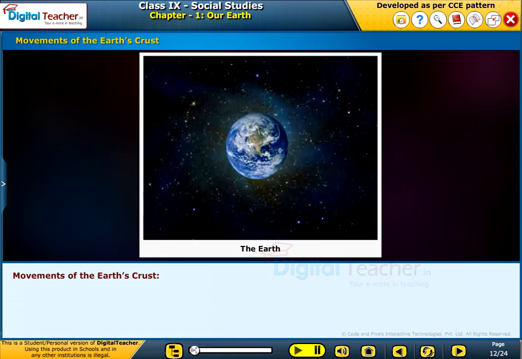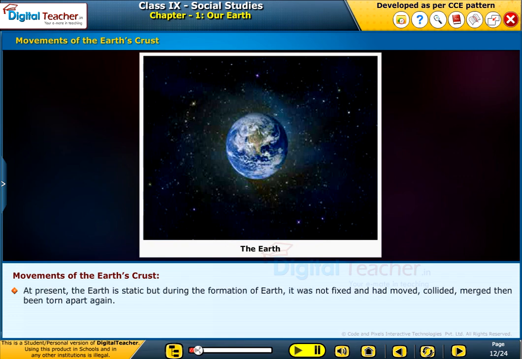Now, let us study about the movements of the Earth's crust. At present, the Earth is static, but during the formation of Earth, it was not fixed and had moved, collided, merged, then been torn apart again.